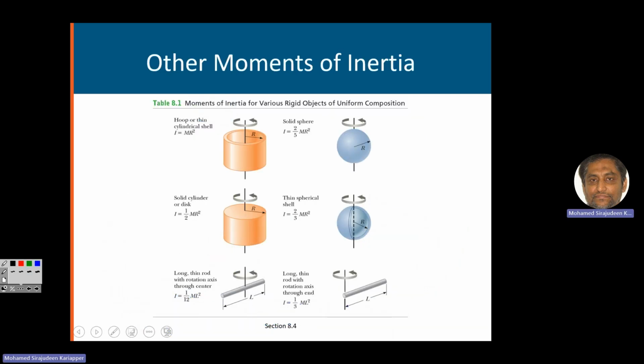Right, now we can go on doing this for other homogeneous materials like a hoop. It's again a hoop, but it has got some height. So you can say it's a thin cylindrical shell. It is the same formula, whether it is a hoop or a thin cylindrical shell, MR squared. This is a solid sphere.